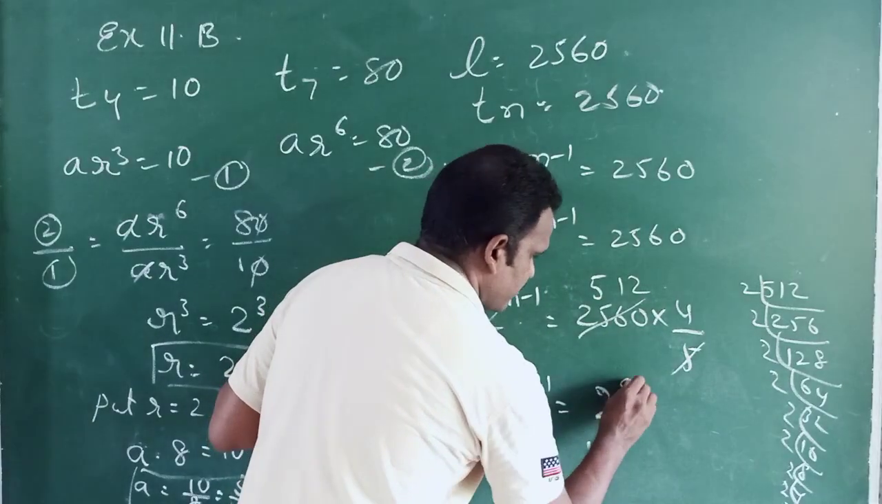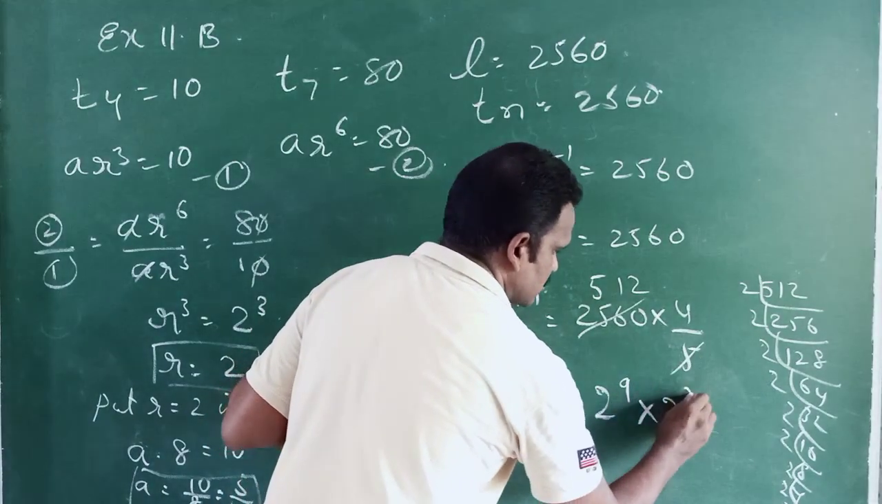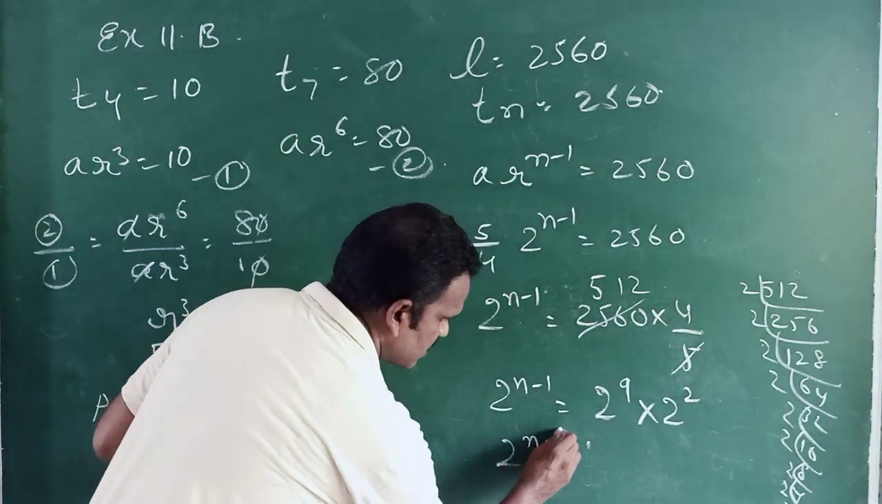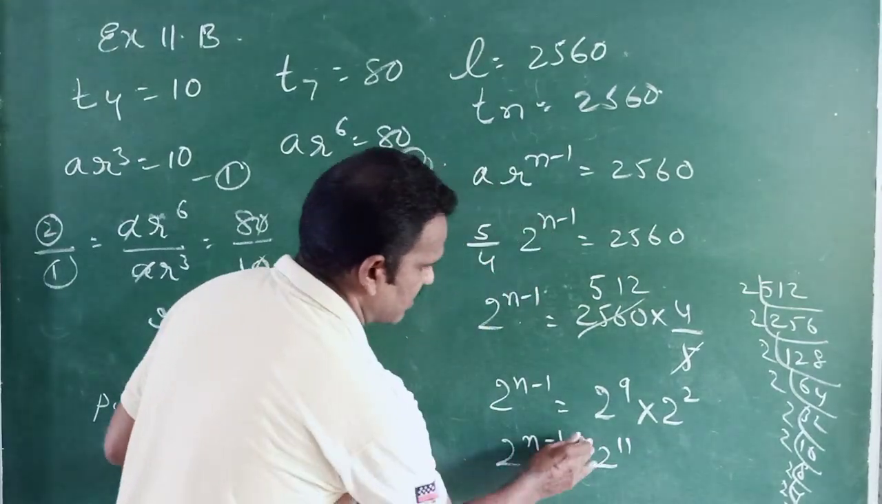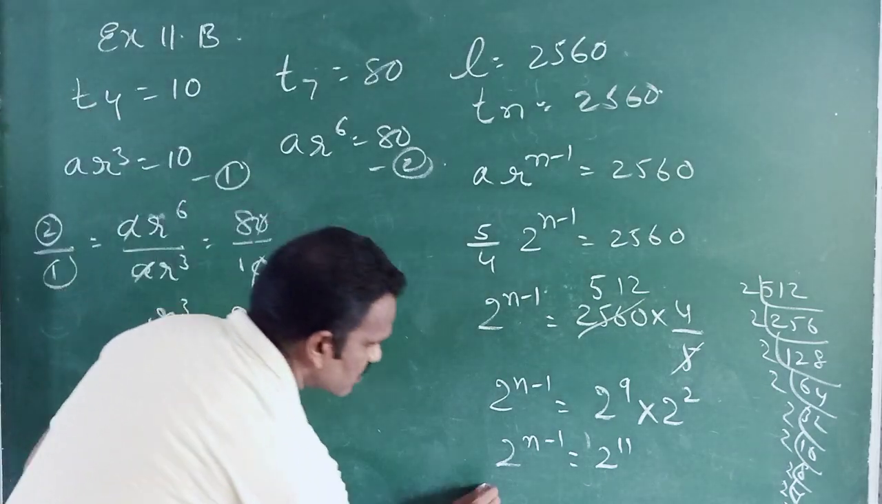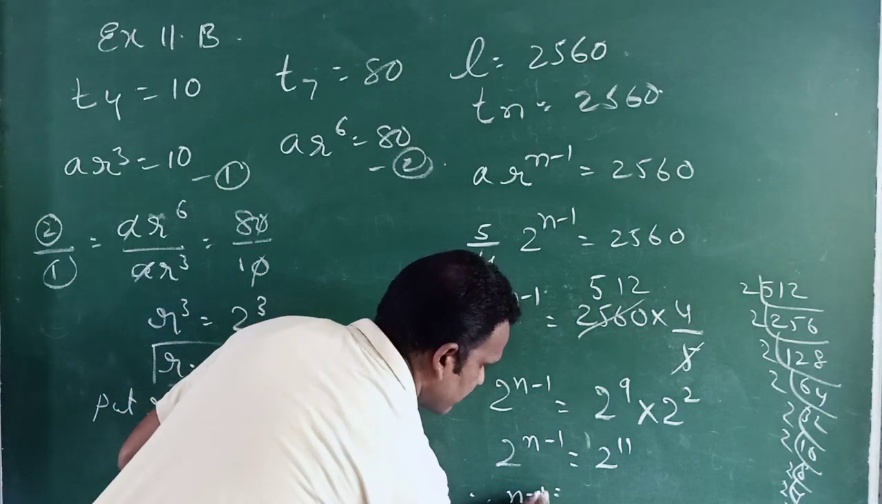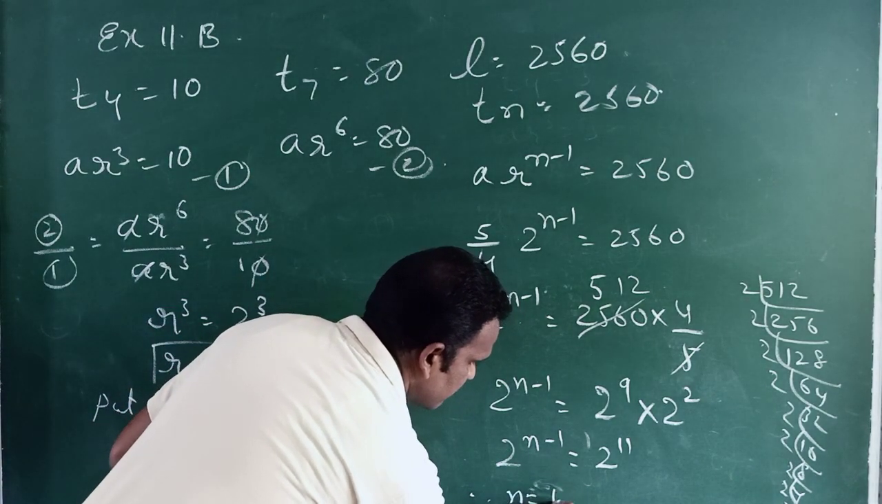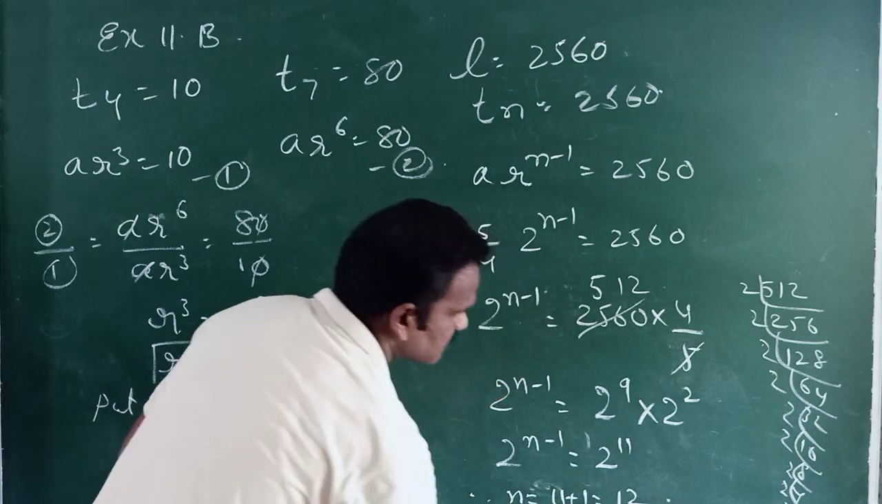So 2 to the power of 9 into 4 square we can write as 2 square. So 2 to the power of n minus 1 is equal to 2 to the power of 11. Since bases are equal, we can equate the powers. So therefore n minus 1 is equal to 11. So n is equal to 11 plus 1. N is equal to 12.